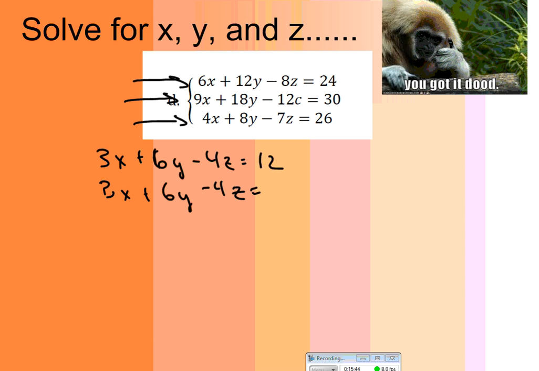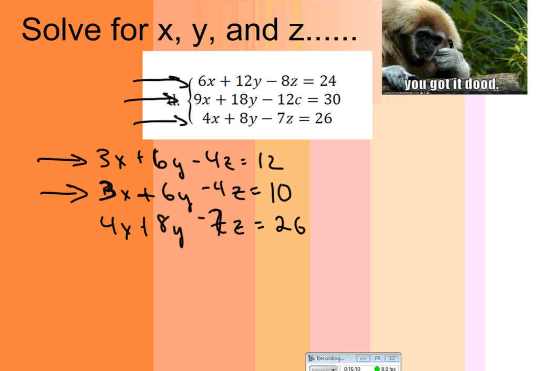Divide everything by 3. That should be 10. But notice, then if I look at the last one, I can't do anything with that. Minus 7z equals 26. Now notice, on the last one, when I simplified it, these two things were exactly the same. Here, are they exactly the same? No. That's going to be kind of my tip-off.